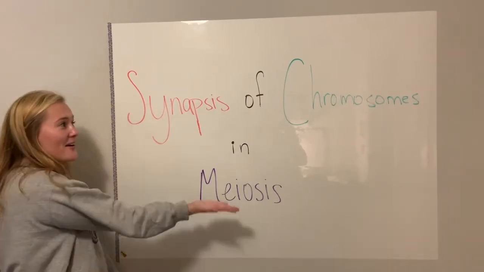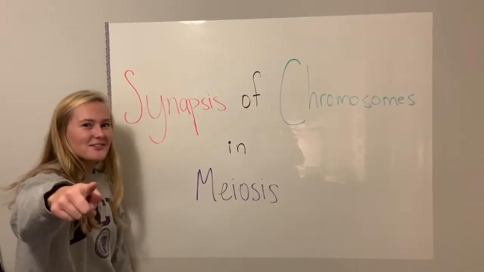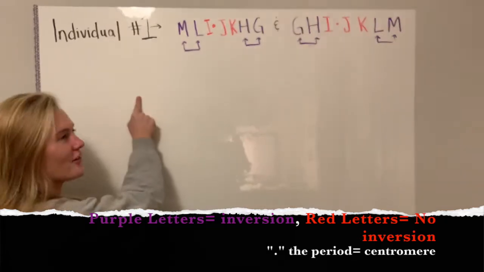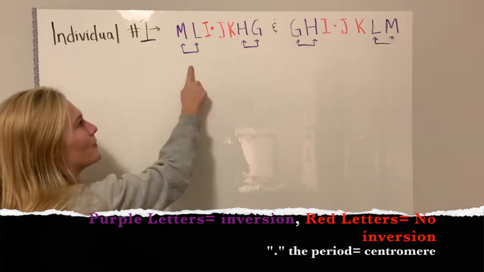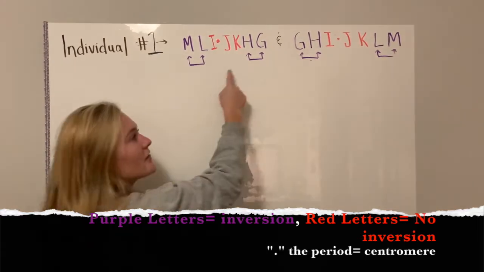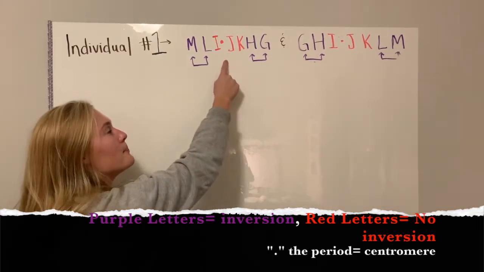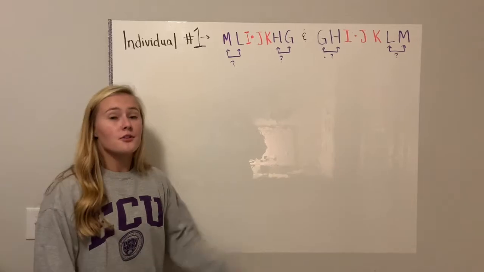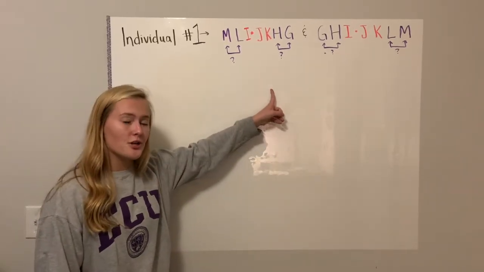Let's talk about synapsis of chromosomes in meiosis. Let's do two examples, starting with our first one. These are our chromosomes. The ones on the outside in purple are our inversions, showing that they're different, but the ones on the inside are the same. The period also stands for a centromere. So this is a good example of a paracentric inversion.